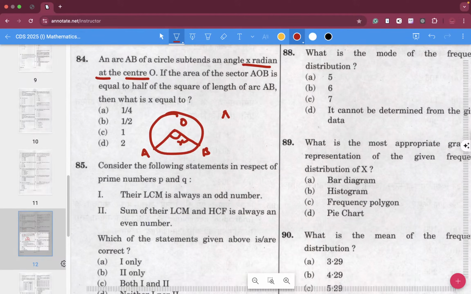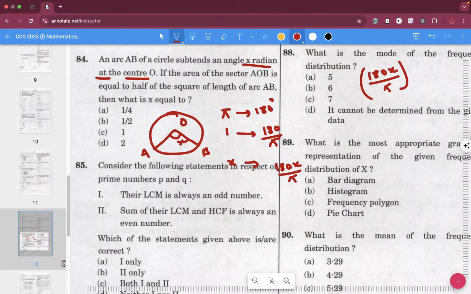Everyone knows pi radian is equal to 180 degree, which means 1 radian is equal to 180 by pi degree. We have to convert the radian into degrees. And x radian will be equal to how much? 180 x by pi degree. So basically x radian can be simply mentioned as 180 x divided by pi degree is what we have.